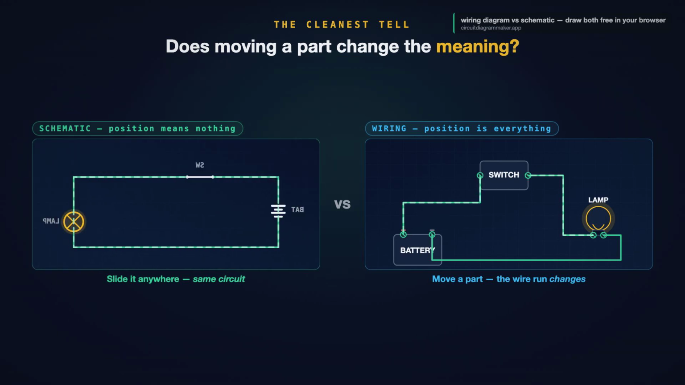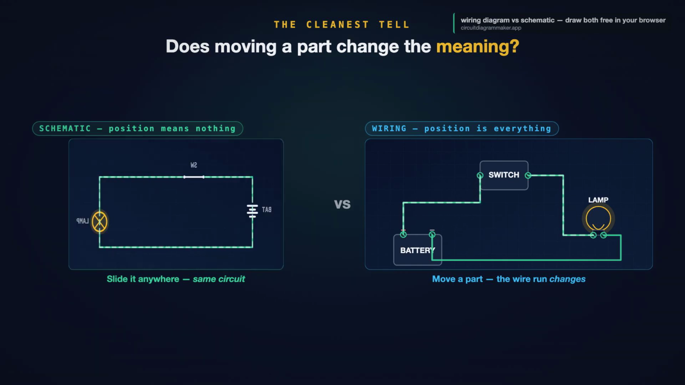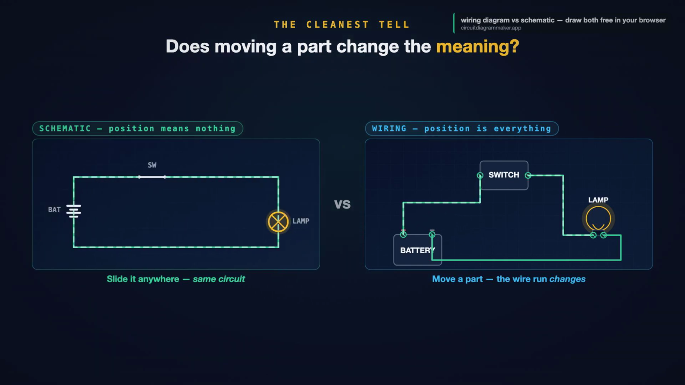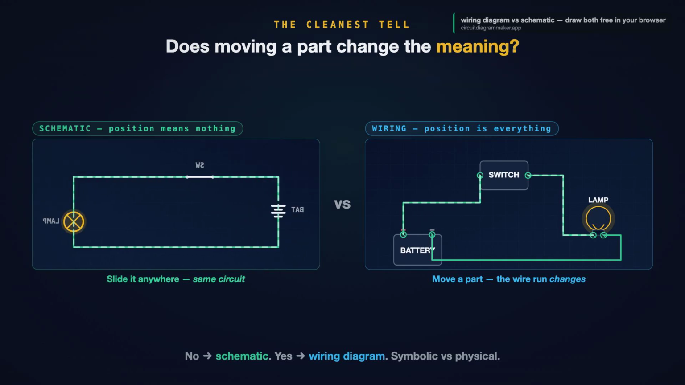On a wiring diagram, position is everything. Move a part, and you have changed where the wire physically has to run. The layout is the information. It mirrors reality, where the parts actually sit and how the cable actually travels between them. So ask yourself one question. Does moving a part change the meaning? If no, you're holding a schematic. If yes, you're holding a wiring diagram.